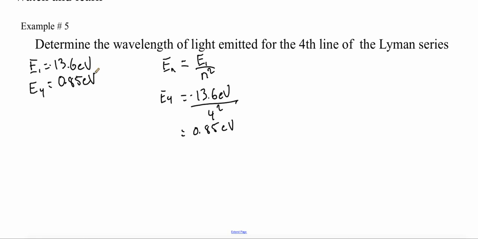Okay, so now we have to figure out what is the difference between E1 and E4, because the difference of the jump is going to be the photon released. So I'm going to go E4 minus E1, which is equal to, or gets me, negative 0.85 minus negative 13.6. And these are both electron volts. Now, once I subtract these, I'm going to get 12.75.